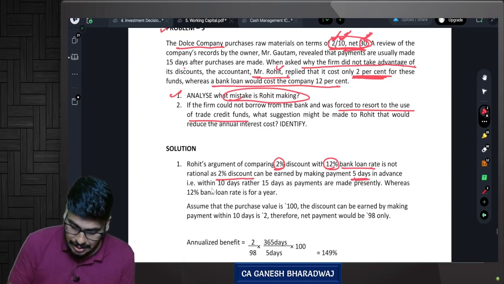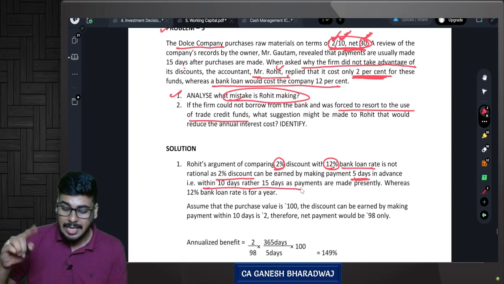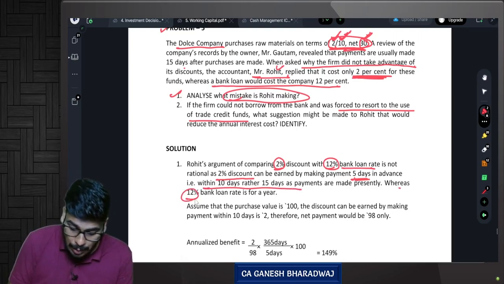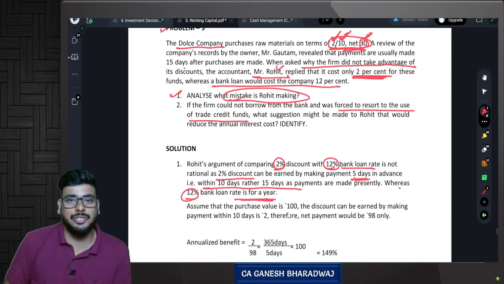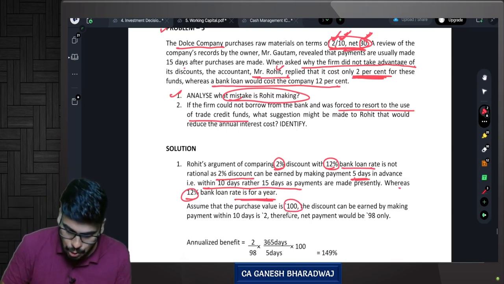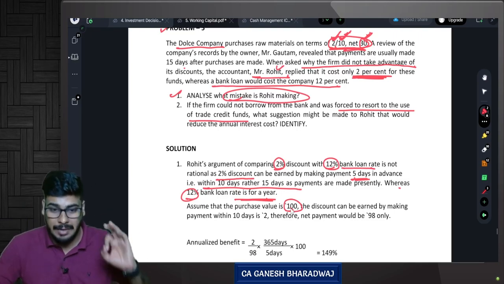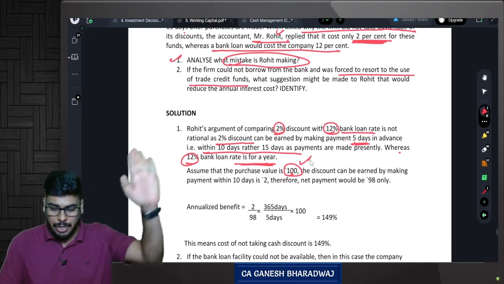Whereas, so that is within 10 days rather than 15 days, right? Whereas the bank loan of 12% is a cost that is incurred for 1 year. Clear? So assume, let us say the purchase value is 100 rupees. Guys, this calculation is very important. Let us say the purchase value is 100 rupees.